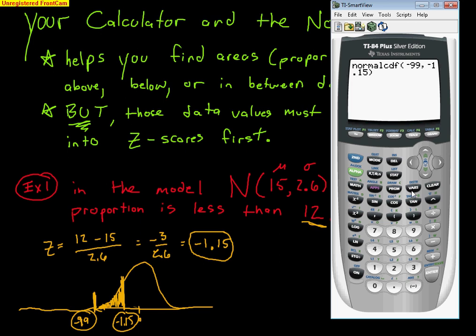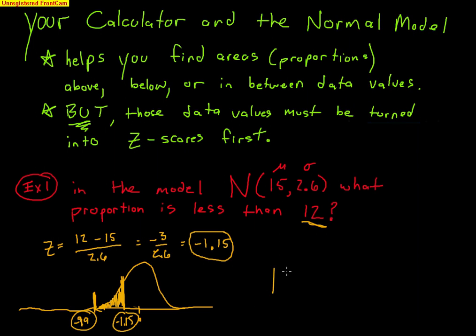So this is going to find us the percentage of data that is below negative 1.15. Essentially negative infinity, way low, up to negative 1.15. It's got to go in as an interval. And this tells us there's about 12.51% of data below 12. Again, I just made these numbers up. So whatever this data represents, there's about 12.51% of data below a score of 12.